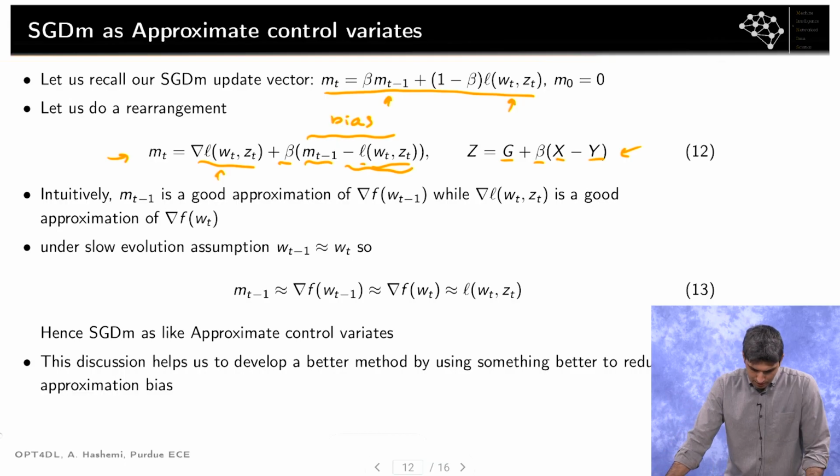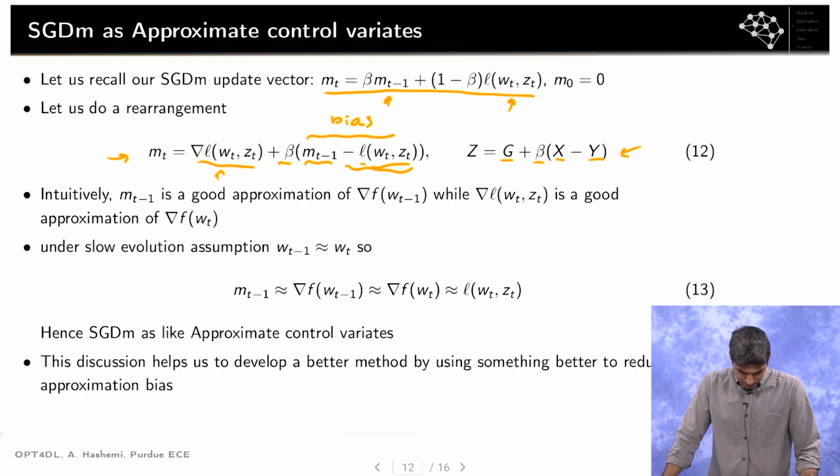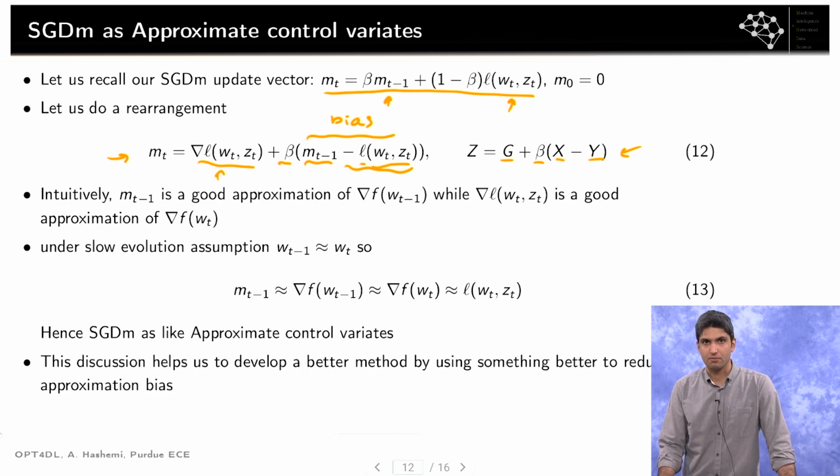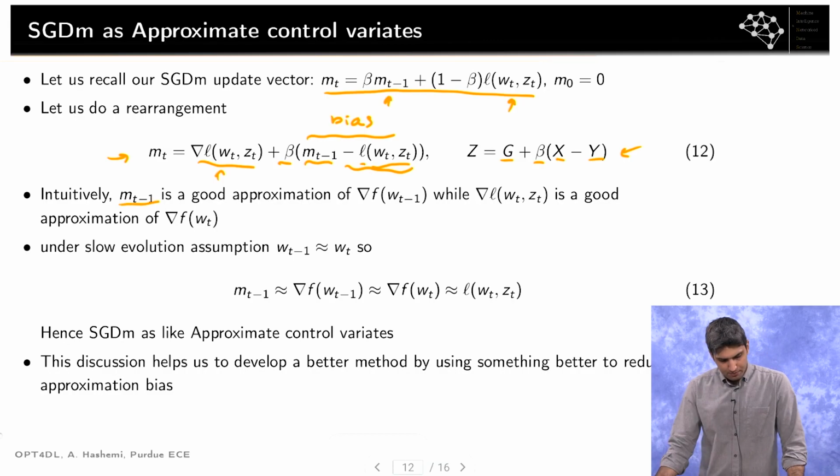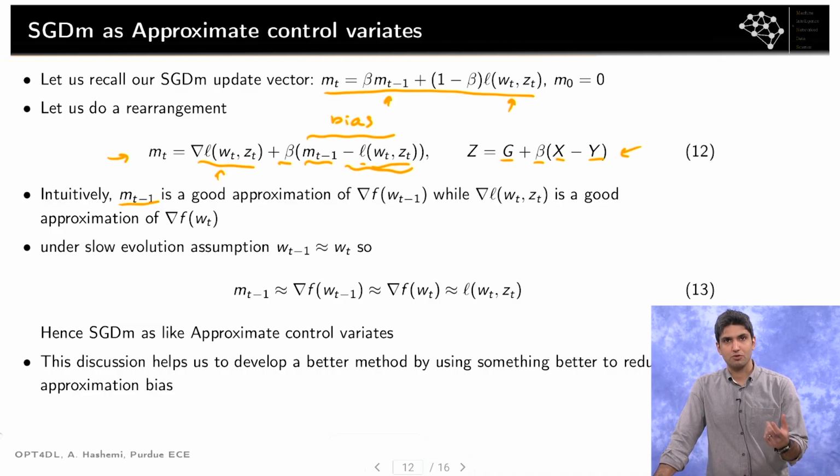So let's discuss this a little bit intuitively to gain some intuition and see whether we can leverage this intuition to come up with this better algorithm I'm talking about. Intuitively, m sub t minus 1, the momentum at time t minus 1, should be a good estimator of the gradient at time t minus 1.